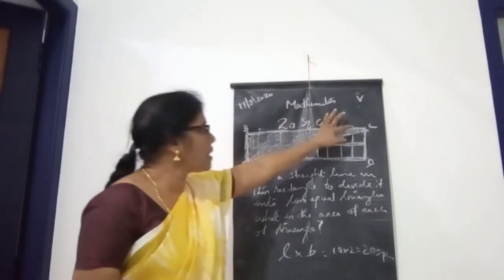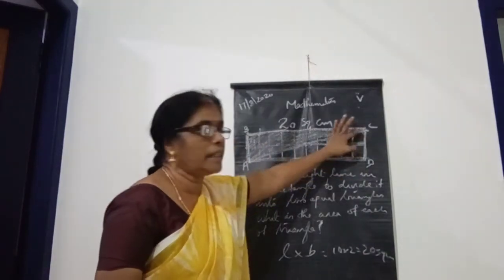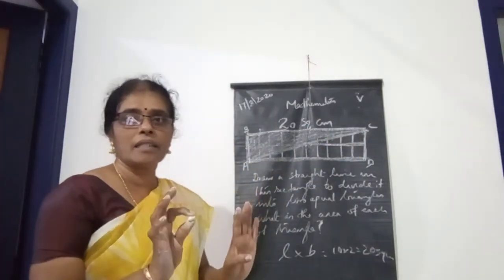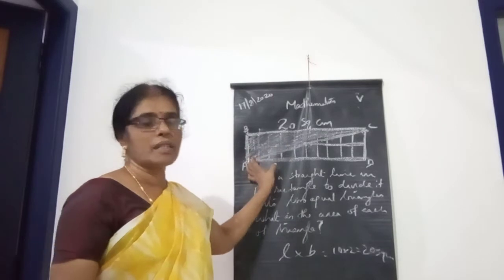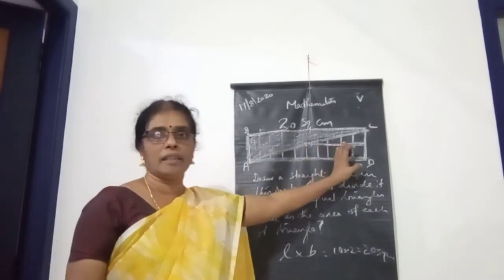Then one is ABC and another one is ADC. Two triangles. That is an equal part, because this straight line is going through the center, isn't it?